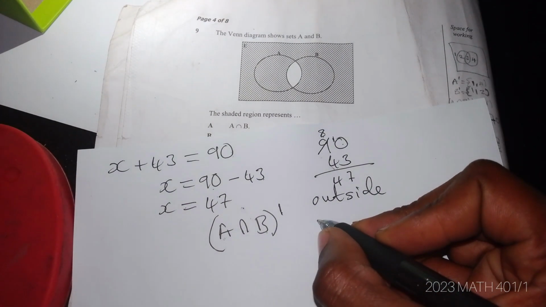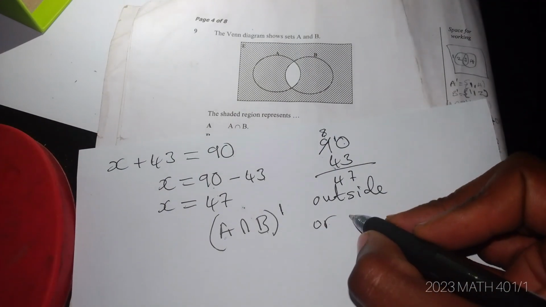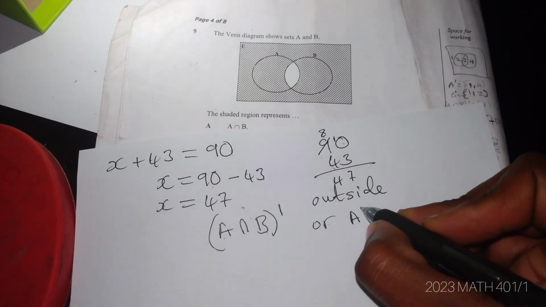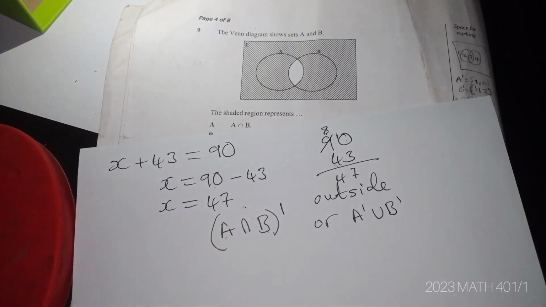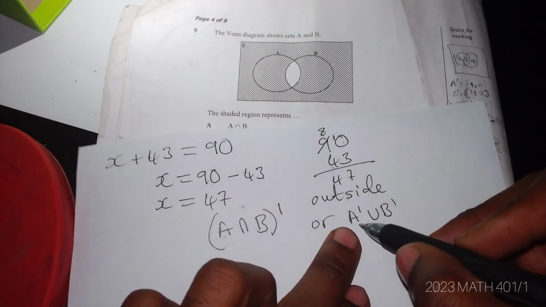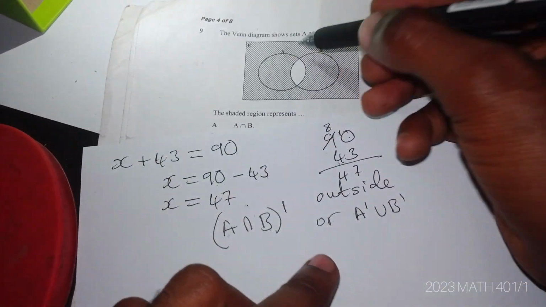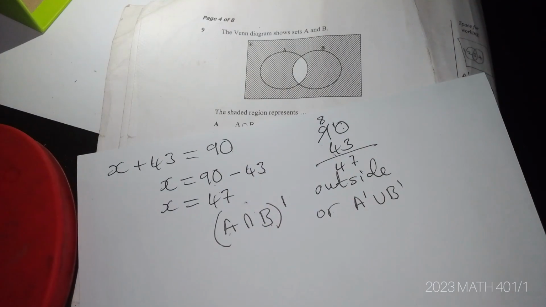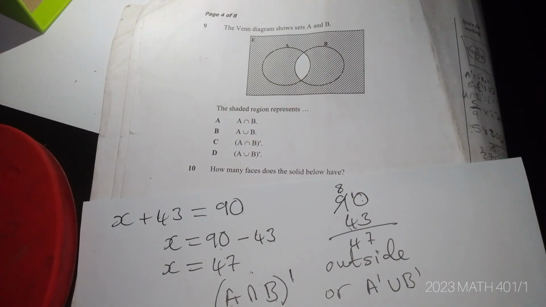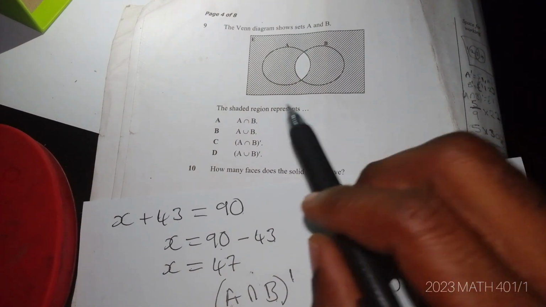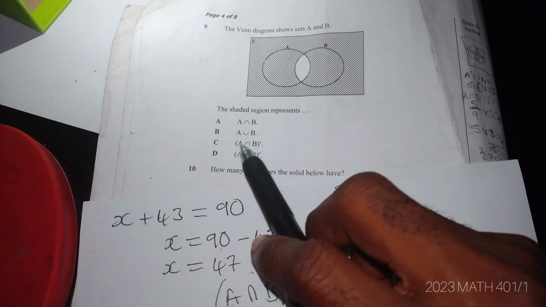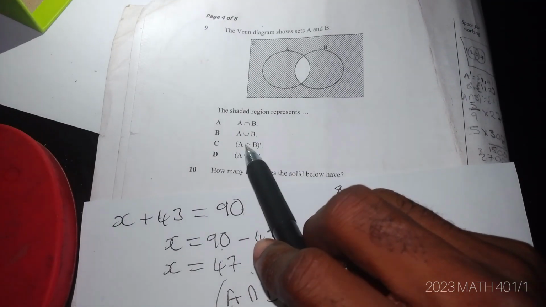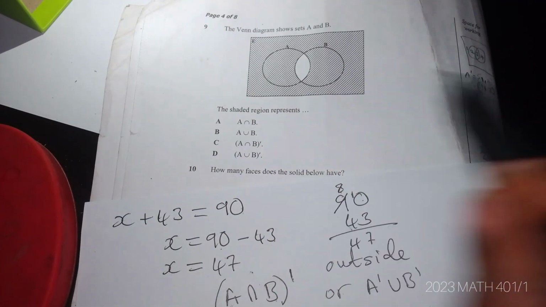Another alternative, although we don't usually use this version here, you can just say A complement union B complement. That means elements outside A and then elements outside B, put together. So it's the same thing here. Our answer here is C, because we are saying A intersection B complement.